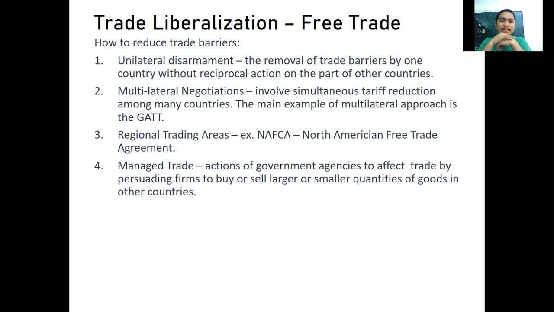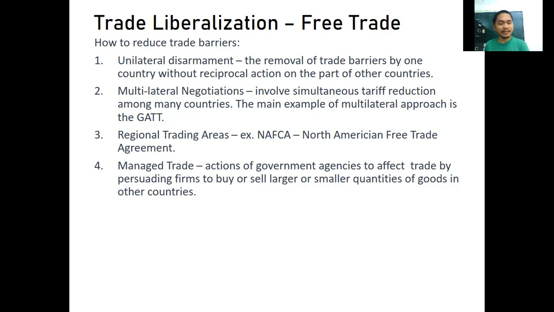First, unilateral disarmament. So the removal of trade barriers by one country without the reciprocal actions on the part of other countries. So manang ginatawag nga unilateral disarmament. Next, second is multilateral negotiation. It involves simultaneous tariff reductions among many countries. So the main example of this approach is the GATT. Okay, mo ng GATT. Sa meaning sa GATT, itong mailan tarong taon.